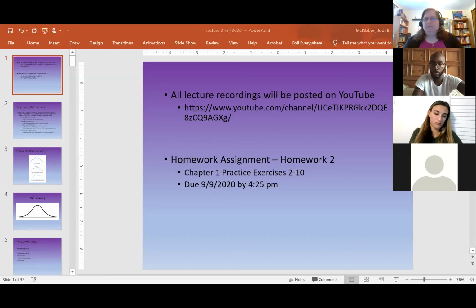I had a question about the homework. It was one of the exercises using quota sampling, and I was kind of curious to see what that would look like when gathering data specifically.